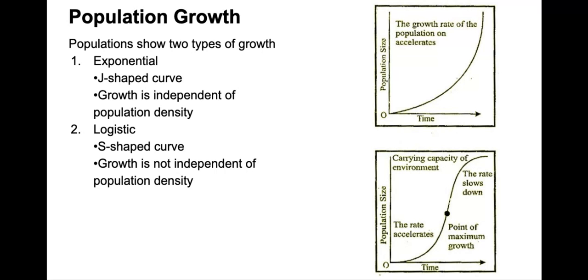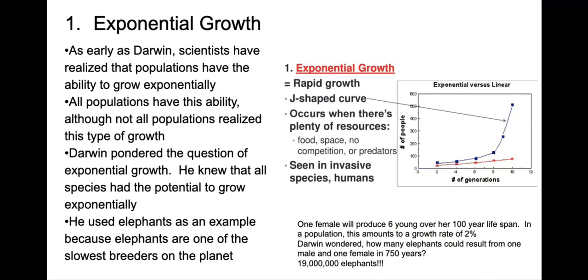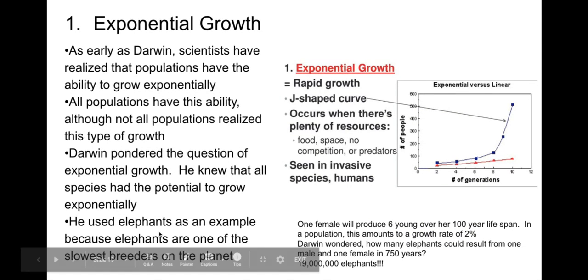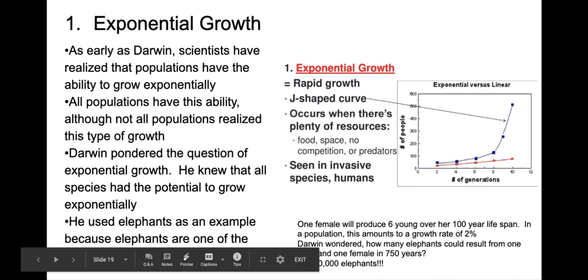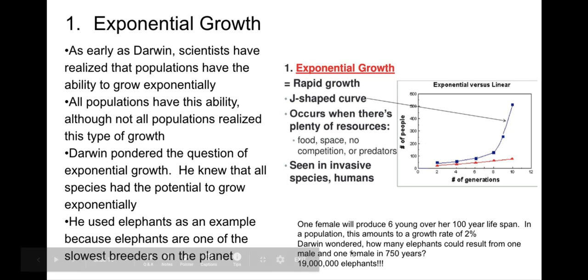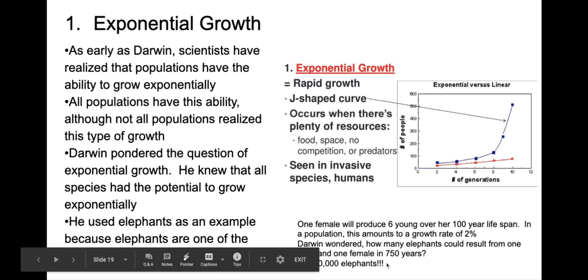APES. Okay, so for population growth, there are two types of growth: the exponential and logistic growth. So let's analyze each one. So exponential growth, there is some history here that will explain it. This is not a new thing. Even Darwin noticed this, and all the species have the ability to have this exponential growth. But that doesn't happen because, again, of resource availability. He even used elephants as an example in one of his books.